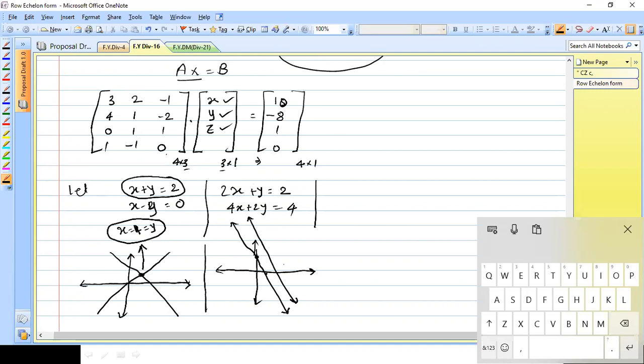Wouldn't the second line coincide? They will be the same. Yes, collinear. Yes, it is the same line.